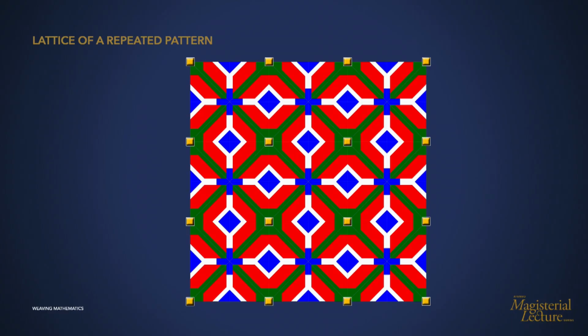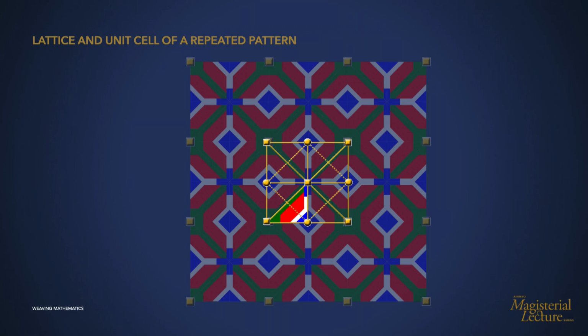Now, every repeated pattern has naturally associated to it a lattice of points. You see on the screen all these gold points, which are centers of rotation. We choose any point in the pattern, and the lattice will be the set of all images of that point when acted on by the group of translations. A lattice cell or unit cell is a parallelogram whose vertices are lattice points. And the vectors which form the sides of a unit cell generate the translation group of the pattern.